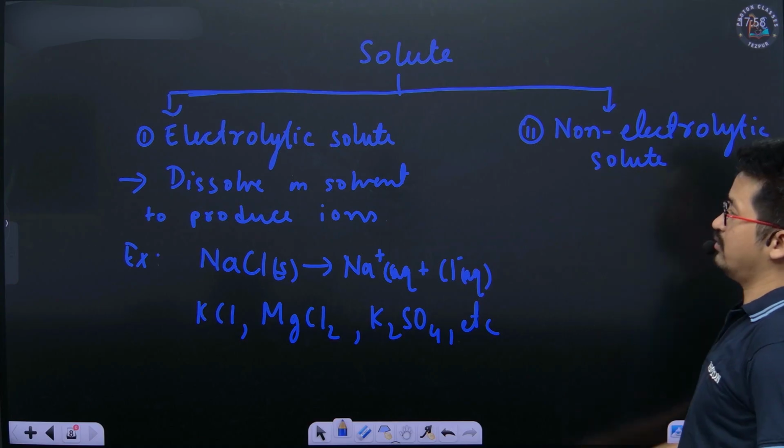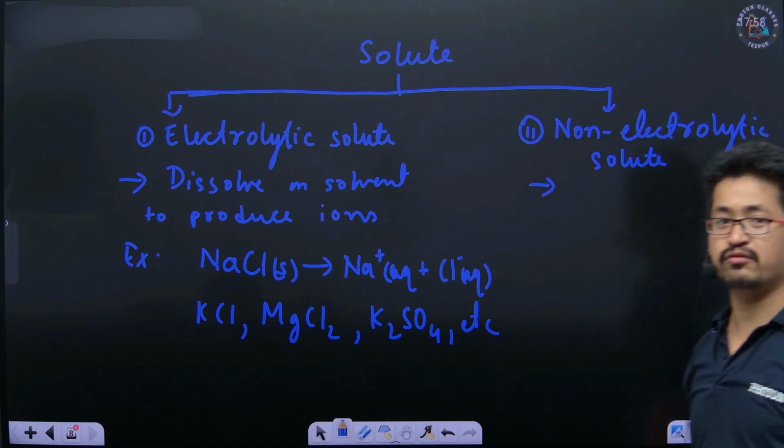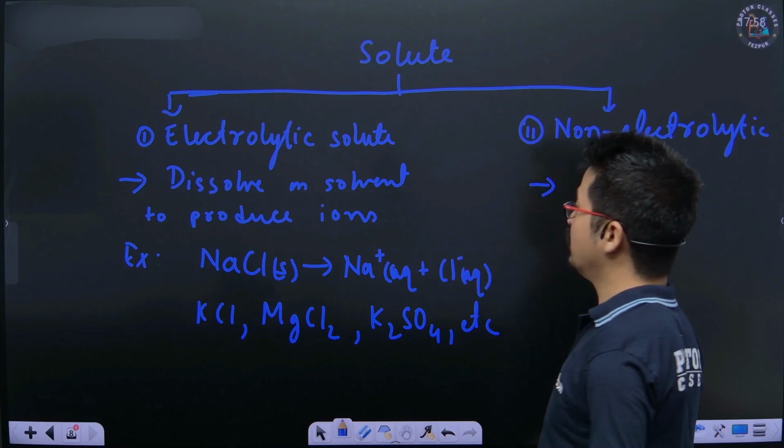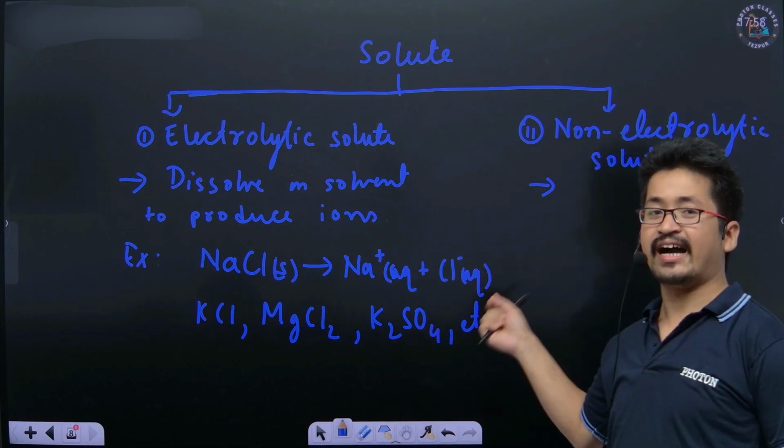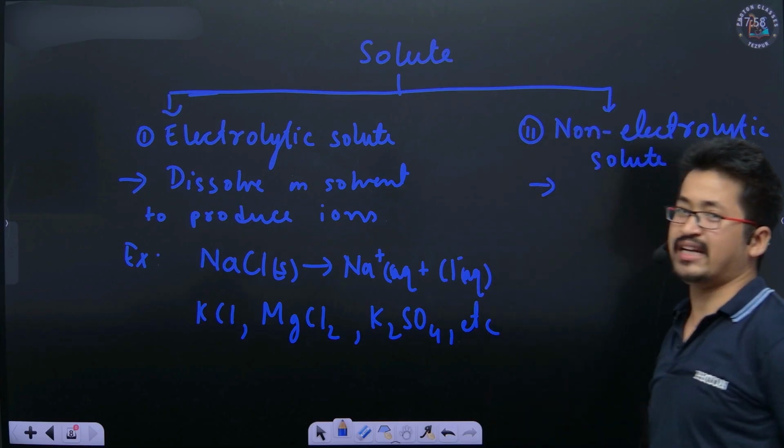Now the next one, non-electrolytic solute. This type of solute, when dissolved in water, won't produce ions. They will dissolve, but they won't produce ions. You can take examples such as glucose and sucrose.